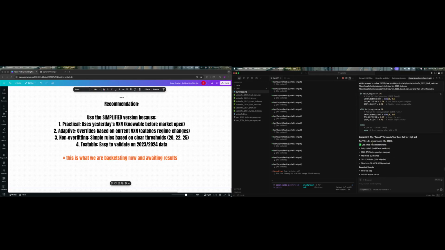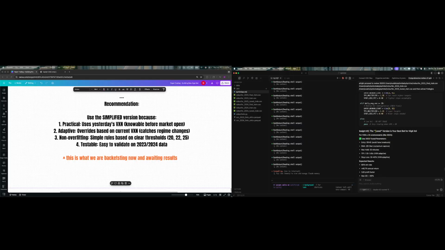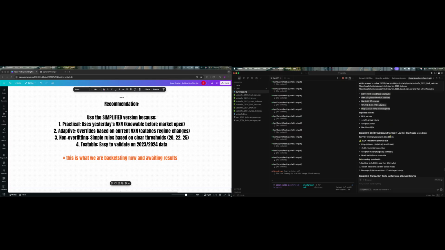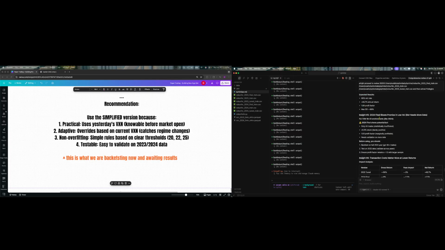We're already doing this. Tune Insight 2. The tuned version is your best bet for high volatility. Entry 945, 35 max. Okay, stop loss with the adaptive. All right. Insight 3.